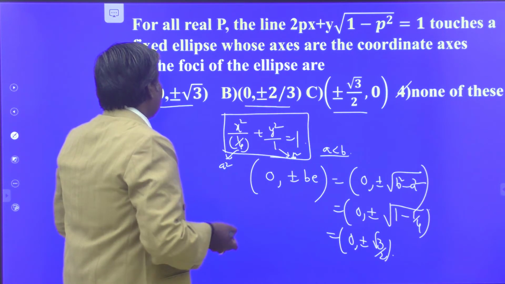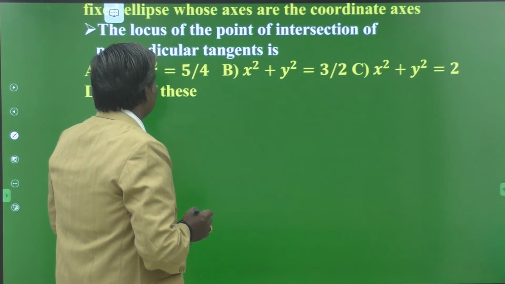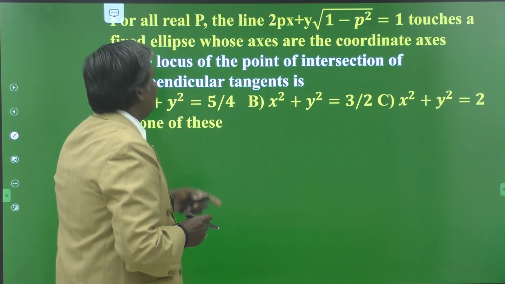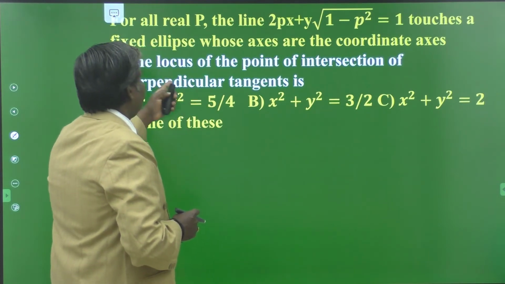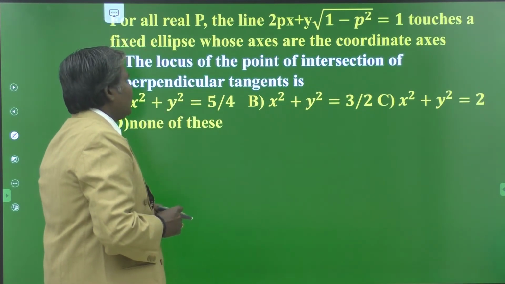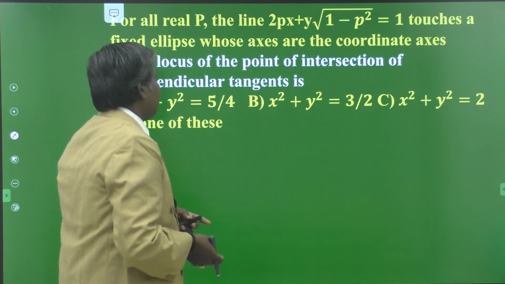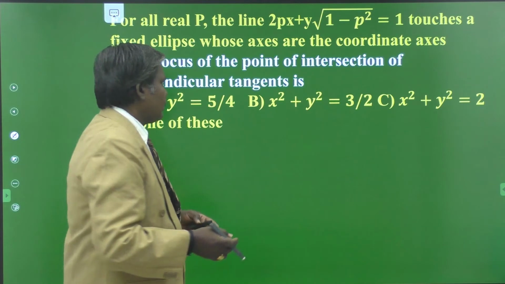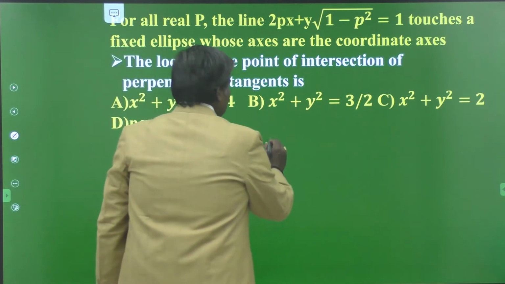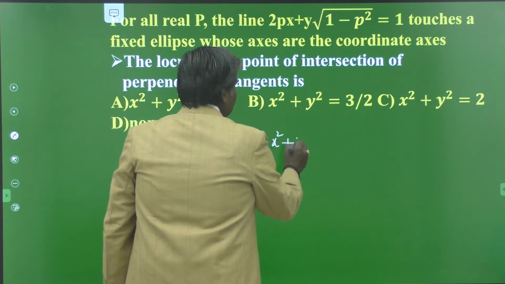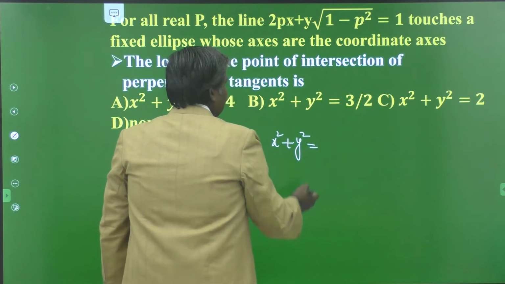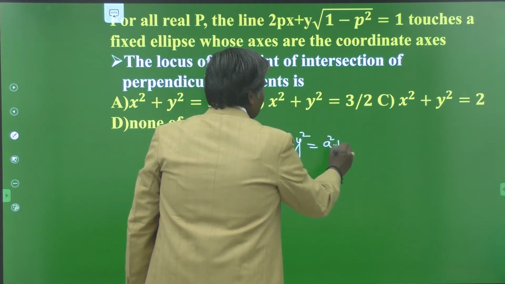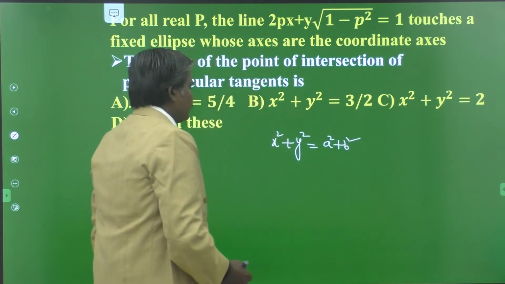Now let us move to the next question for the same paragraph. The question is like that. The locus of the point of intersection of perpendicular tangents, that is nothing but what? Director circle. Locus of point of intersection of perpendicular tangents to the ellipse is its corresponding director circle. That is x square plus y square is equal to what? A square plus b square.